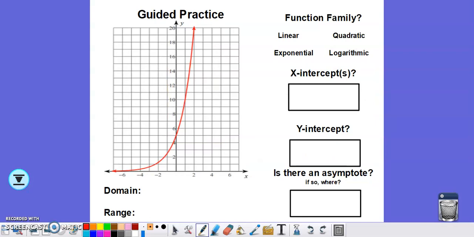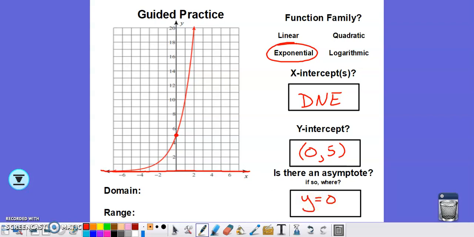So now we have four functions in our function family: linear, quadratic, exponential, and logarithmic. In this case, we have exponential, it's sweeping up. The x-intercept, well, we have to see. What does it touch? Does it ever touch the x-axis? And the answer there is no. So I'm going to put D and E, because the x-intercept does not exist. The y-intercept is touching the y-axis when y is 5 and x is 0, so 0, 5 is my y-intercept. Is there an asymptote? Yes, we're approaching the x-axis and don't make it there. And the equation for that would be y equals 0.